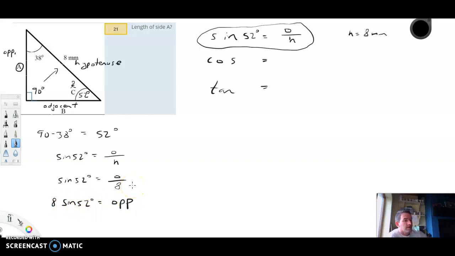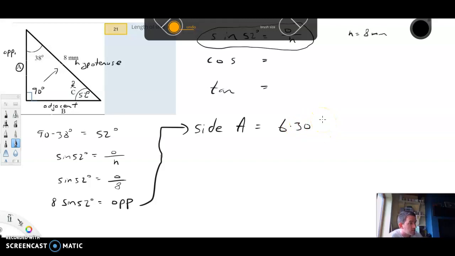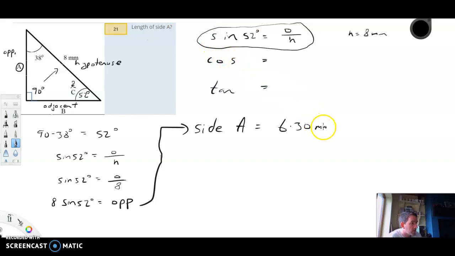So we'll bang in 8 times sine 52 into the calculator. 8 multiplied by sine 52, close the bracket, and we get 6.304. So the side A, come back up here now, the length of side A is 6.304. To two decimal places, 6.30, and the units there are millimeters.